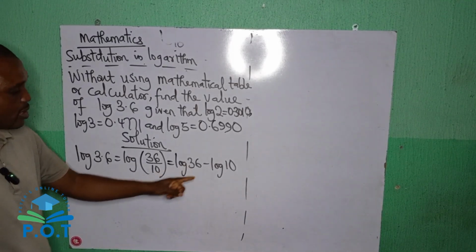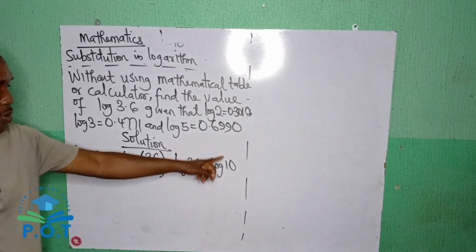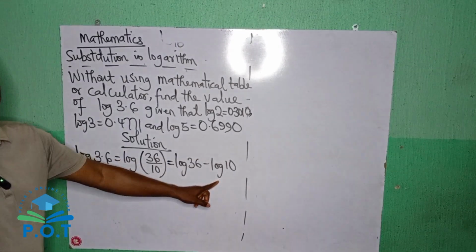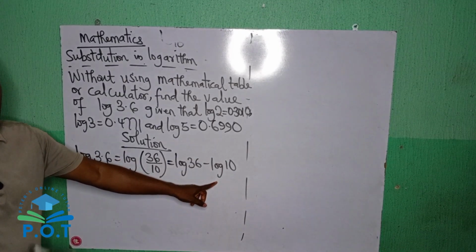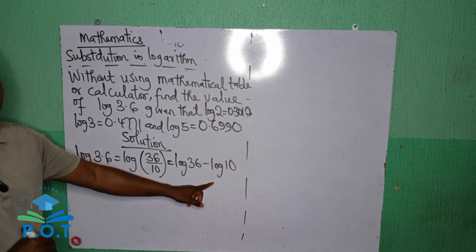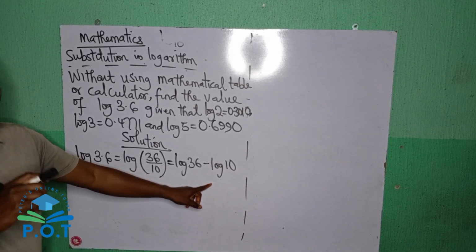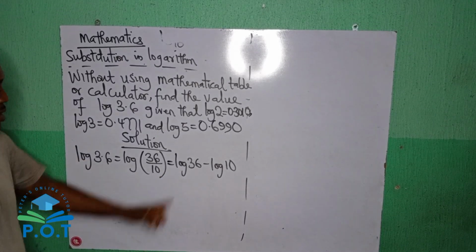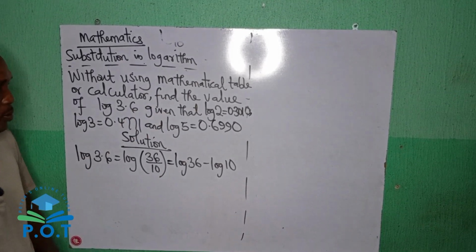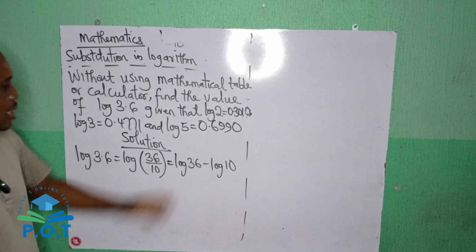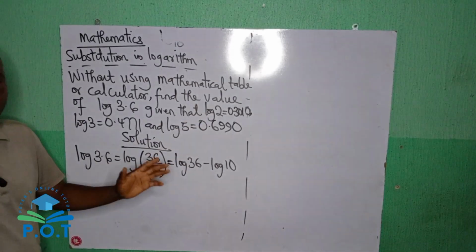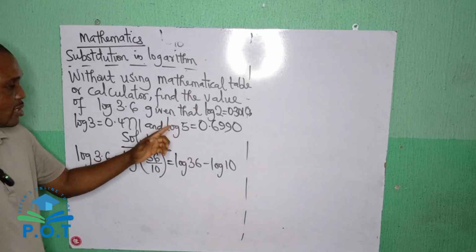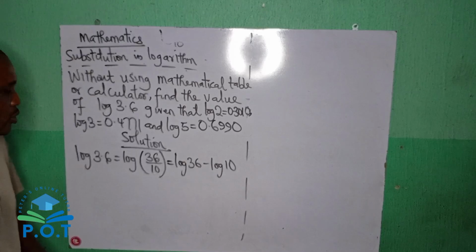So log 36 minus log 10, like I said before, the logarithm here is in base 10. Okay, like I said before, you check a calculator, the logarithm there is in base 10. Now, 36 is not here. So what do I do? The value of log 36 is not given here. So what do I do?